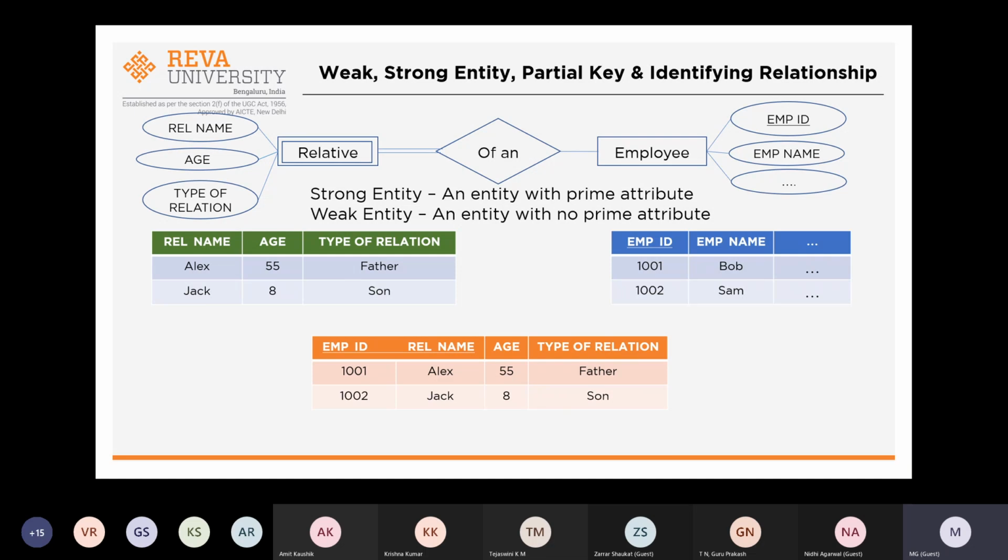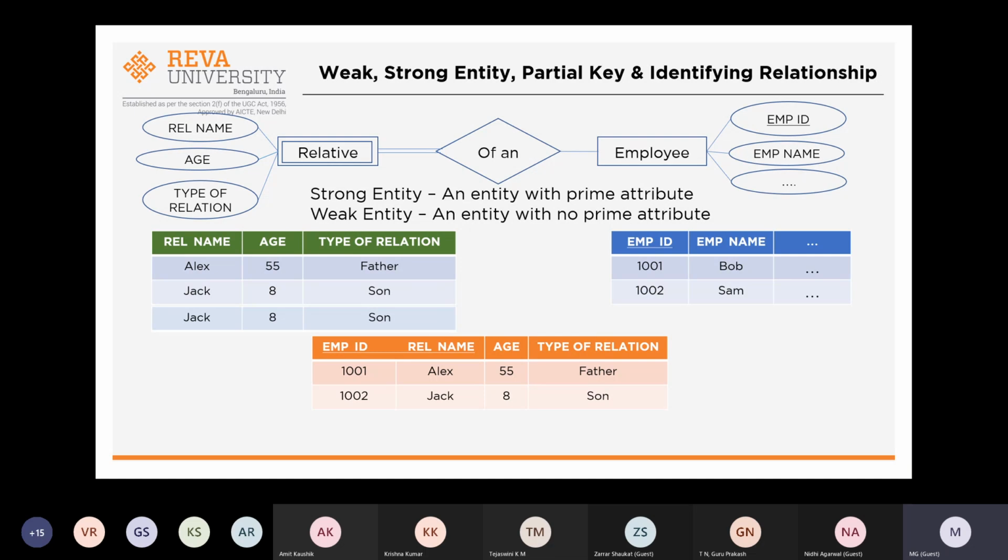What you're supposed to do is create a new table with employee ID and relative name as the primary key. Why? Because tomorrow you can have another record with the same name, same age, and same type of relation, but that might be for another employee, right? There can be two employees who have the same name for their son, same age, and same relation, right?